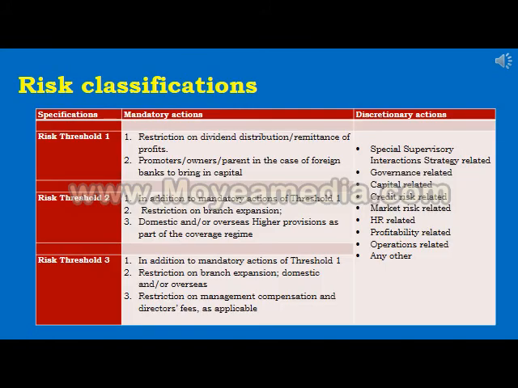On the threshold levels, the RBI can take actions. Basically 2 types of actions will be taken. One is mandatory actions and the next one is discretionary actions. This table shows you the actions based on the threshold level.